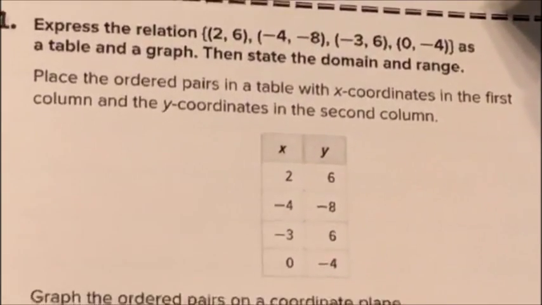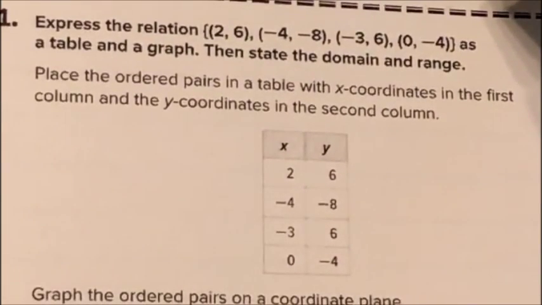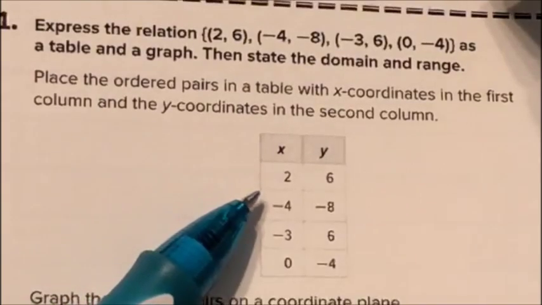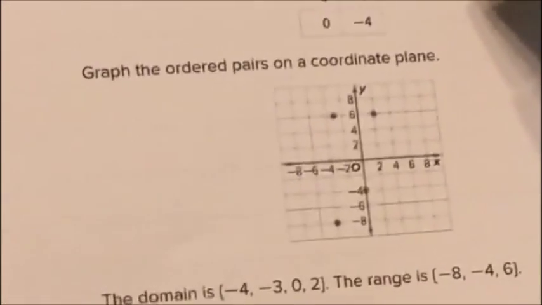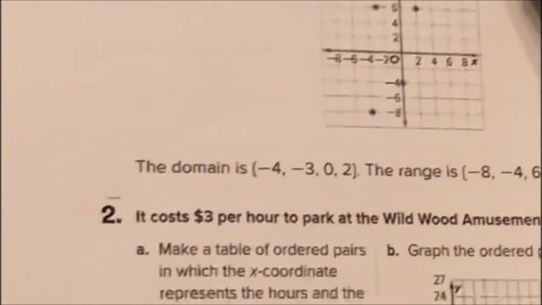Okay. So example number 1 says express the relation (2, 6), (-4, -8), (-3, 6), (0, -4) as a table and a graph. Then state the domain and range. So I'm going to place the ordered pairs in a table with the x-coordinates in the first column and the y-coordinates in the second column. Pretty straightforward. Okay. Then I'm going to graph those ordered pairs. Again, straightforward. Remember, go x's and then y's. Okay. Got to run before you fly.